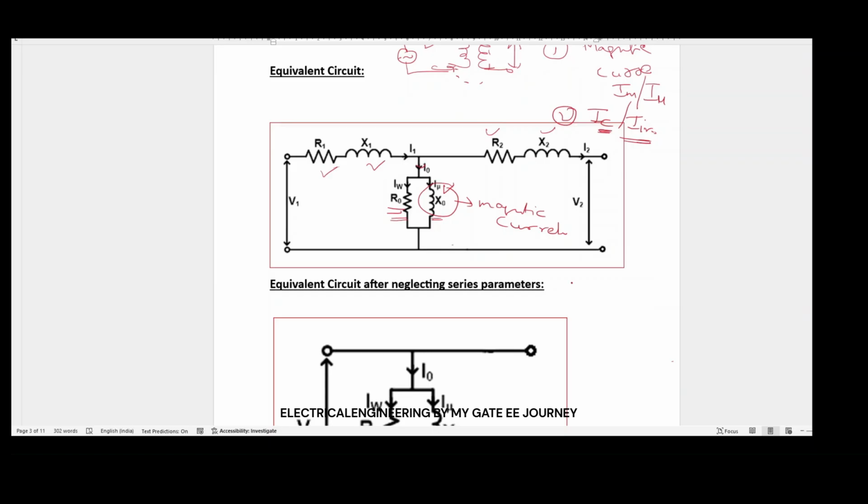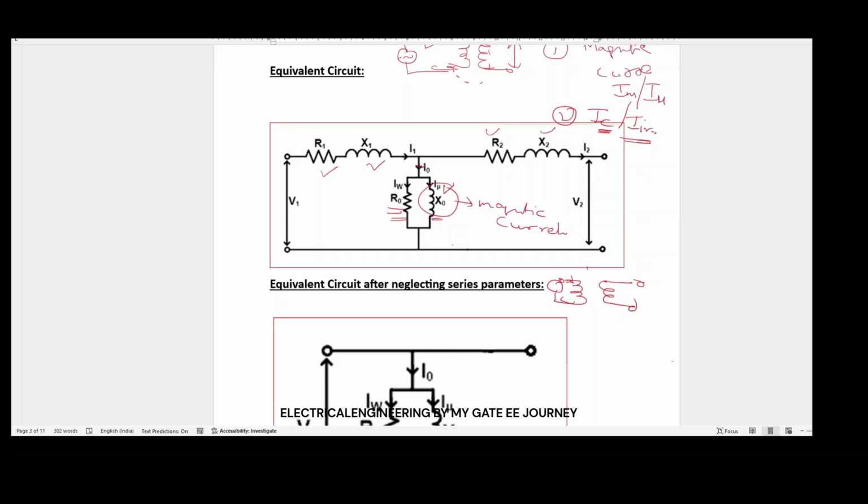This I naught represents the no-load current. The current which is drawn from the source in the form of I mu is utilized for creation of the magnetic field. This resistance is nothing but the representation of core losses, that is iron and eddy current losses. Here we have to keep one thing in mind: whenever the transformer is connected on no load, the current always lags the source voltage.